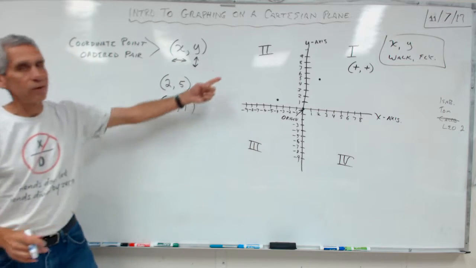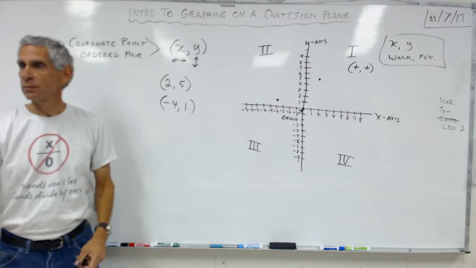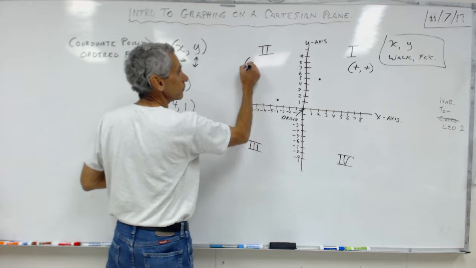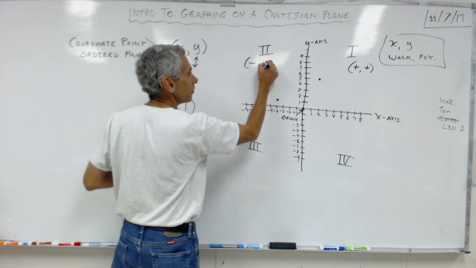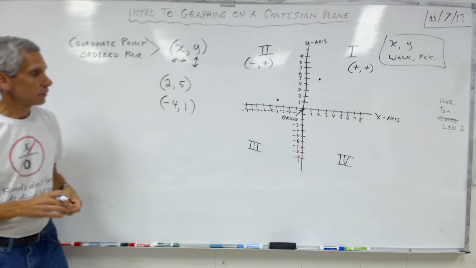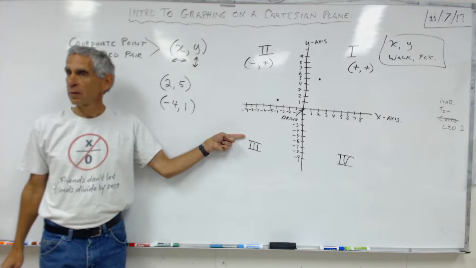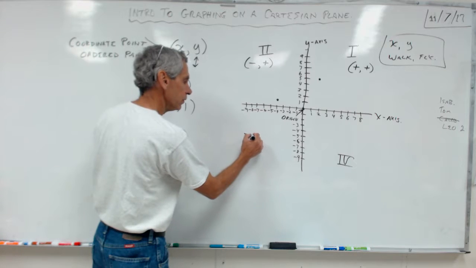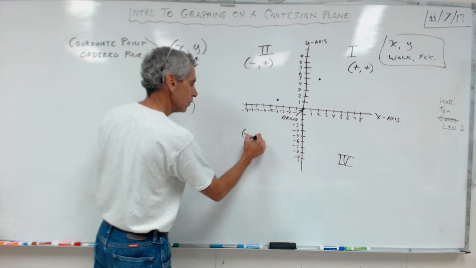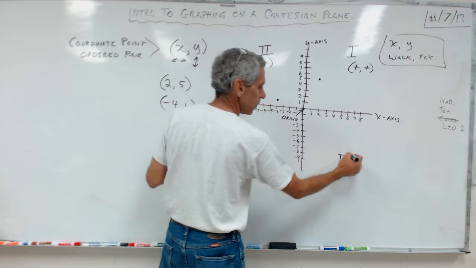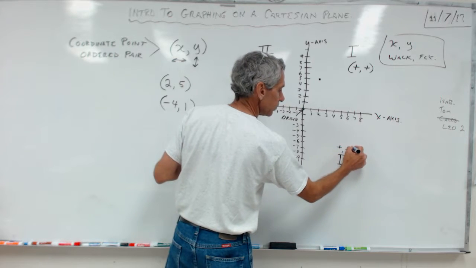That's right. So what are the signs of quadrant 2? Negative, positive. Negative, comma, positive. Exactly. All right, what are the signs on this one? Negative, negative. And then this is positive, negative, right?